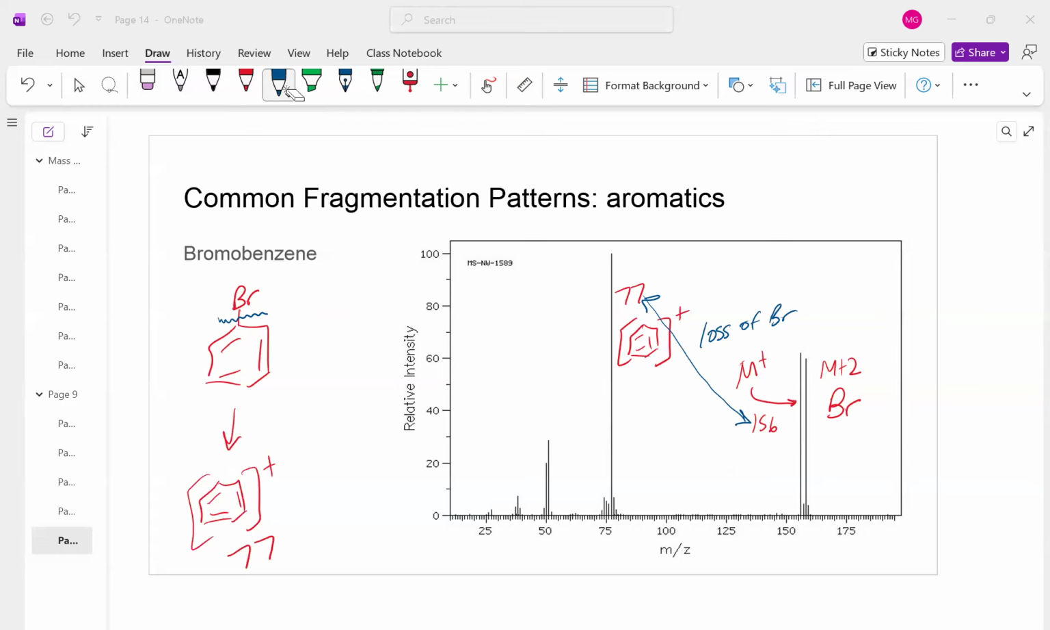So again, just to highlight, you'll have to do some basic interpretation of mass spec. You'll need to know how to find your molecular ion, how to find the base peak. At the very minimum, be able to draw a possible fragment of what that base peak looks like, and maybe one or two other big peaks. But that's where these common fragmentation patterns come into play.